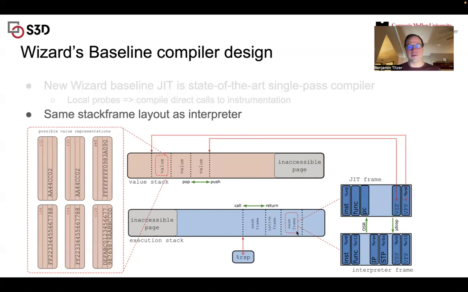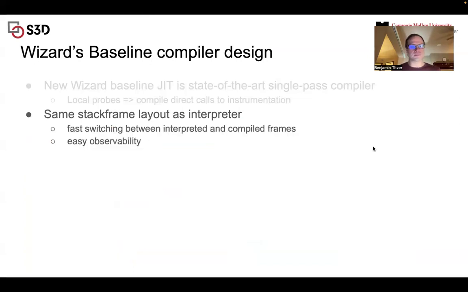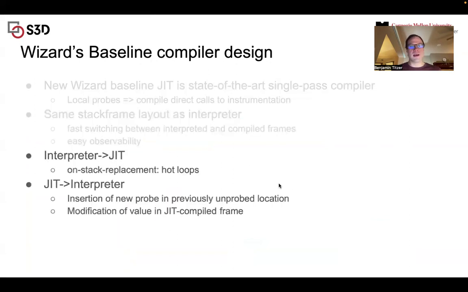I won't be able to explain everything here, but every execution frame is the same size, and the values for the WASM program are in the same locations. And so that makes it very easy to switch between the two, and also makes it very easy to look into the stack to satisfy some kind of request to look at state. So that gives us fast switching and also easy observability.